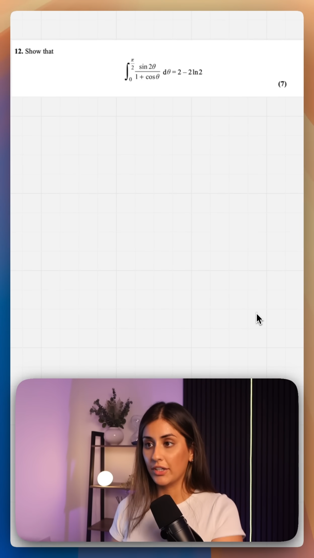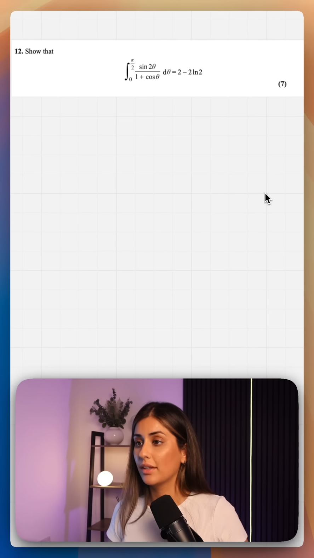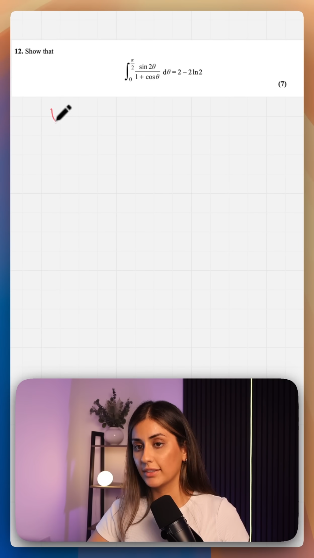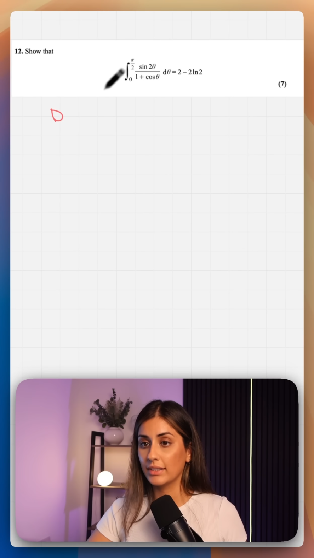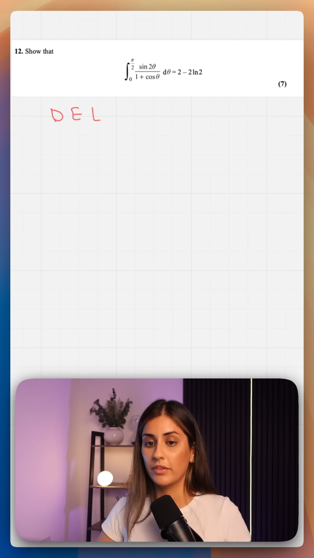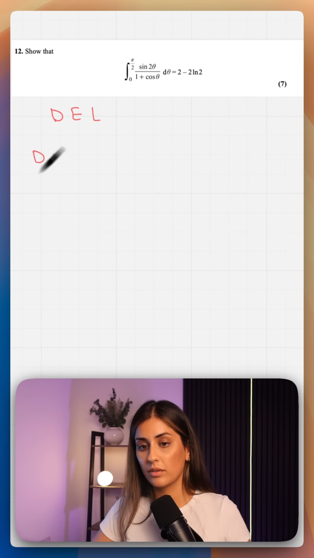Let's work through this integration question. So in order to approach this, we need to use the method of substitution, and I like to think of that as 3 points. We are focusing on converting our derivative, d theta, in terms of u, our expression in terms of u, and our limits in terms of u. So let's start with d theta.